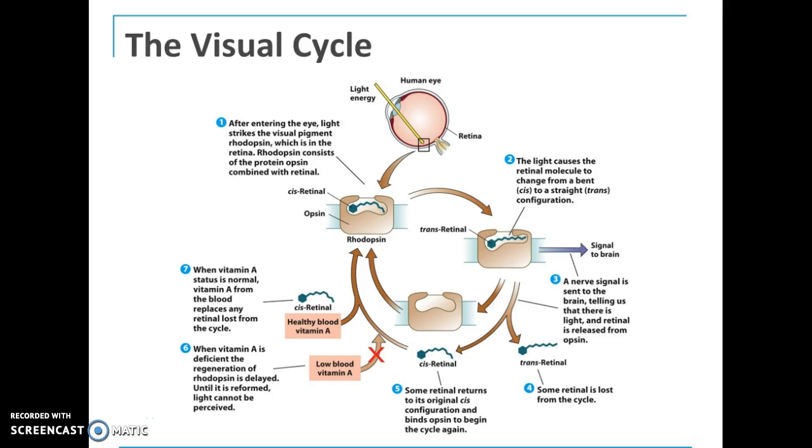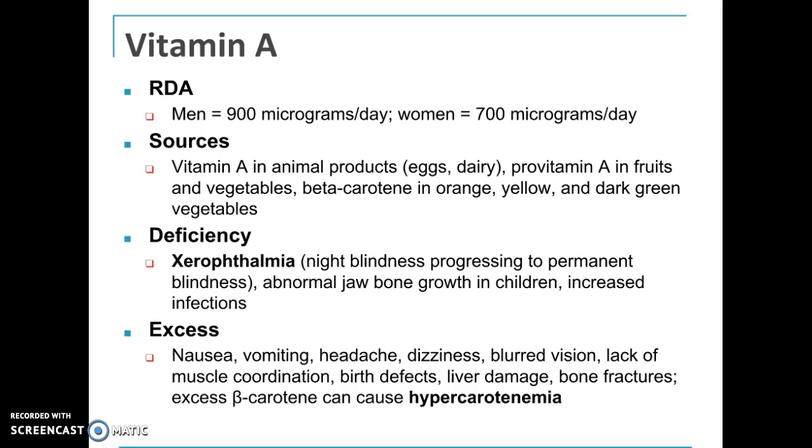A nerve signal is then sent to the brain telling us that there's light, and retinal is released from opsin. Some of the retinal is lost from the cycle. Some returns to its original cis configuration and begins the cycle again. When vitamin A is deficient, regeneration of rhodopsin is delayed, so then light can't be perceived. Vitamin A status is really going to determine night vision. So that's why we think of carrots as helping us see better, right?